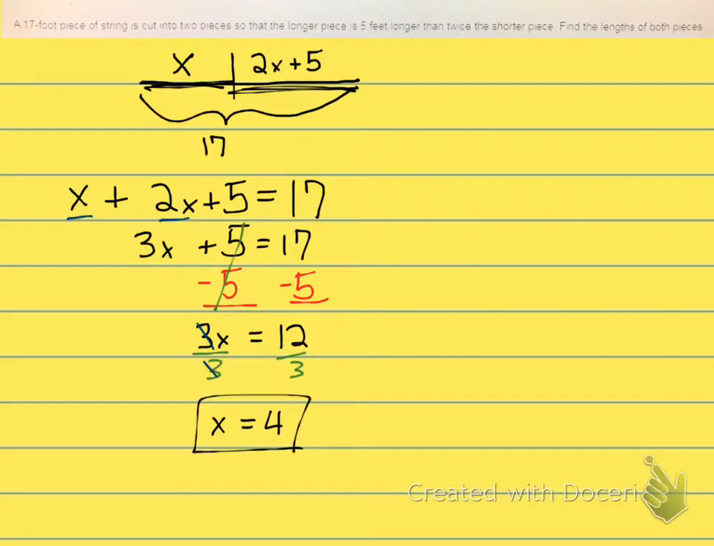Now, whenever you have an application problem or a word problem or a real-world example, you always need to go back and make sure it makes sense. They were asking me for the lengths of both pieces of string. So if x is 4, I have found my shorter piece. My shorter piece is 4. And draw a better arrow. So this is 4.